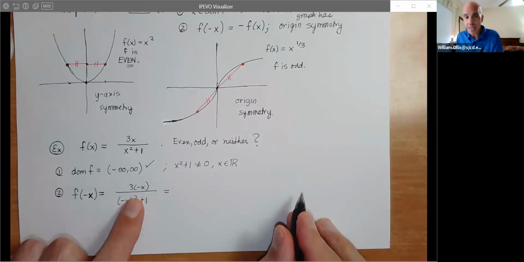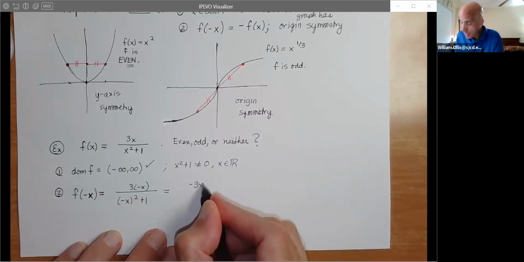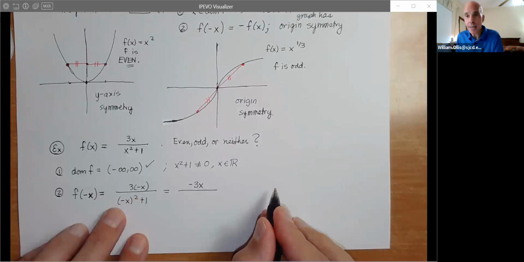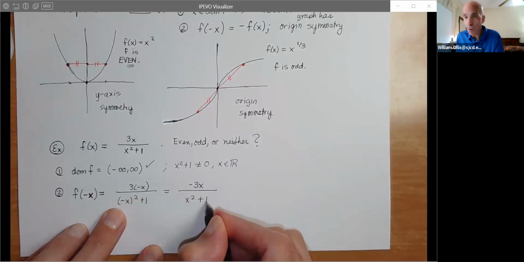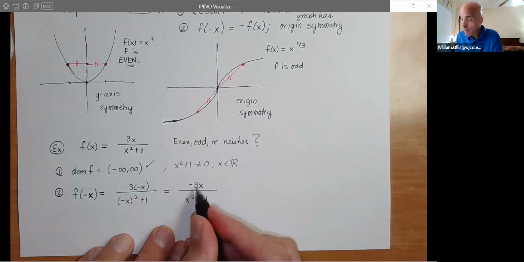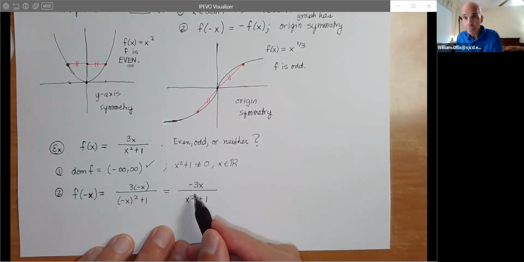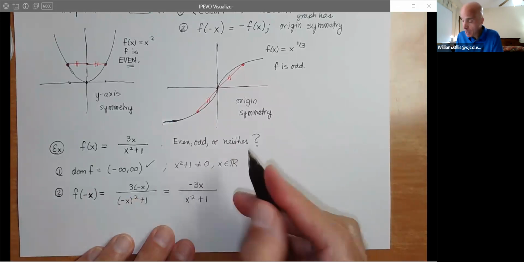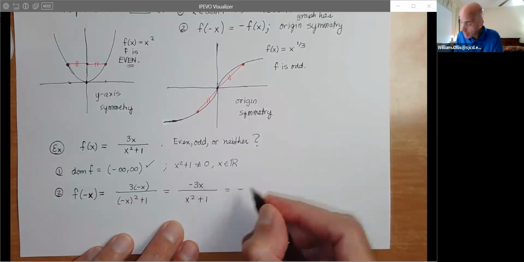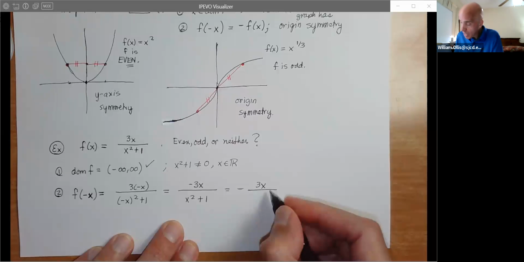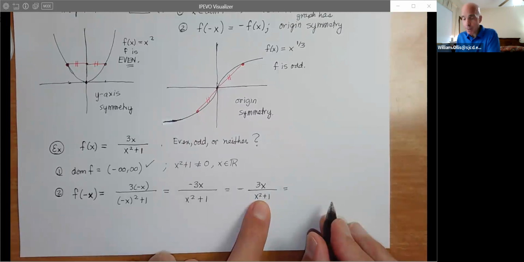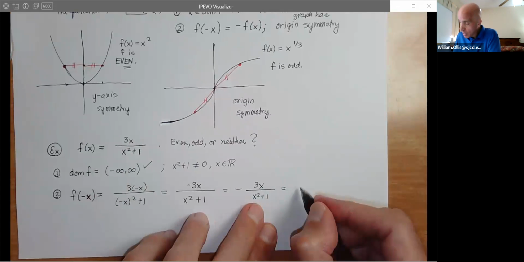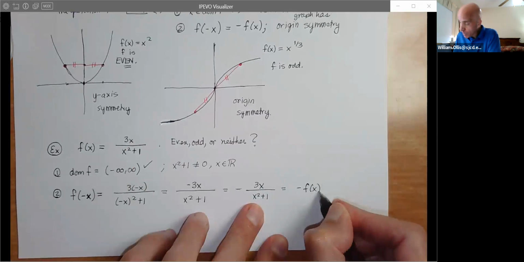So now, of course, the negative factors. So we have negative 3x. And then, of course, squaring the negative, the square of negative 1 is positive 1. So we get x squared plus 1, just using properties of real numbers. And now, of course, when we have a fraction and we have a negative in the denominator or the numerator, we can just pull out that negative to the side. So this will just be the negative of the fraction 3x divided by x squared plus 1. But of course, 3x divided by x squared plus 1 is the original function. So we do get the negative of the original function.